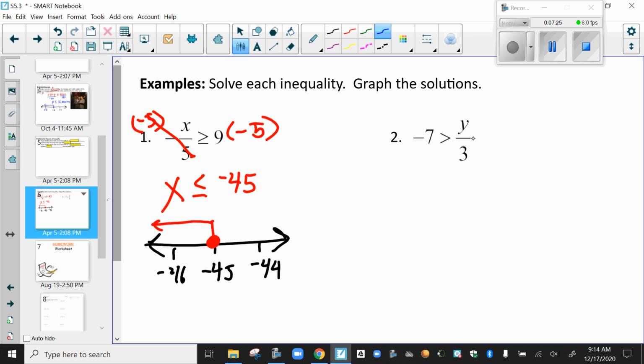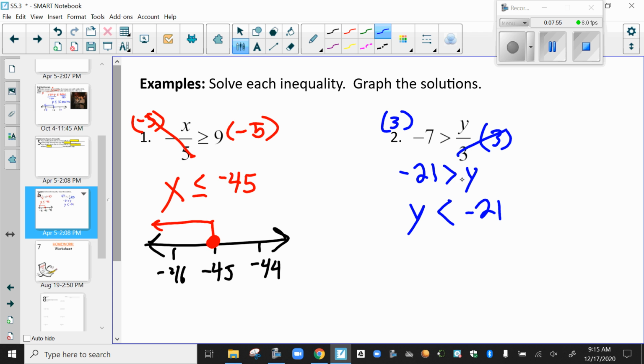Next side, I have y divided by 3, or negative 7 is greater than y divided by 3. I'm going to multiply by 3, multiply by 3, all right? So I multiply by a positive, so my sign's going to stay the same for the first step. 3 times negative 7 is negative 21. Sign stays the same. Leaves y. All right? Then, I don't like y on the right. I want y on the left, so I'm going to move y over here. Move negative 21 over here. And I'm going to flip my sign now. So y is less than negative 21. Remember, your sign is pointing to the letter, so your sign's going to point to the y.